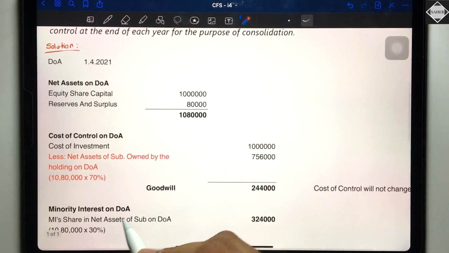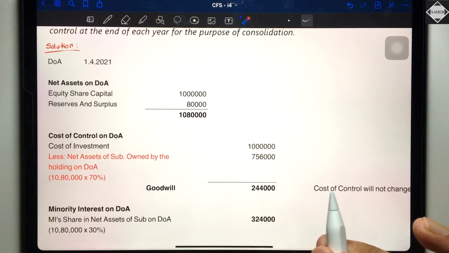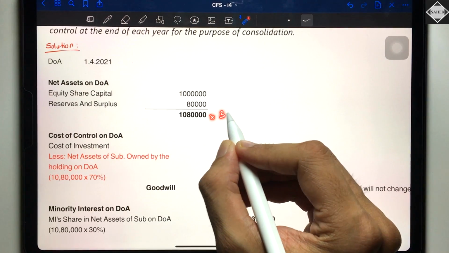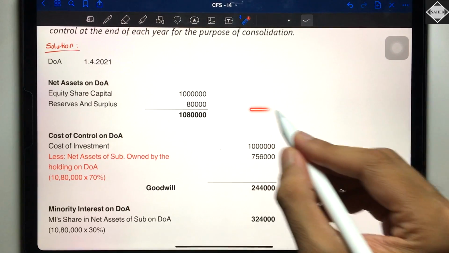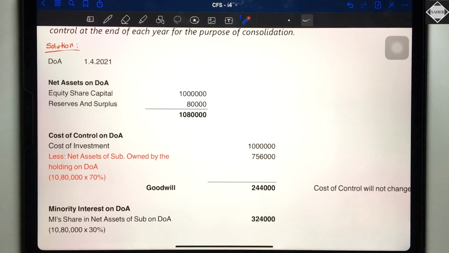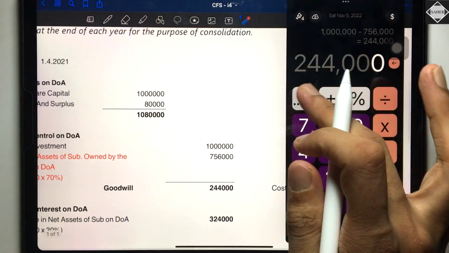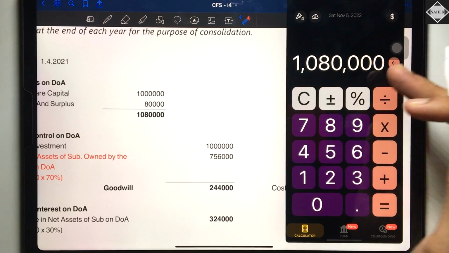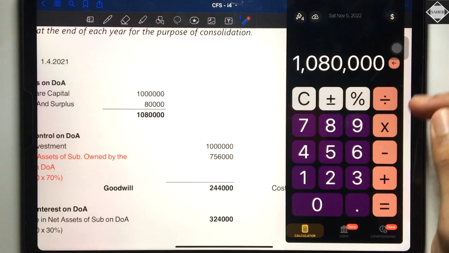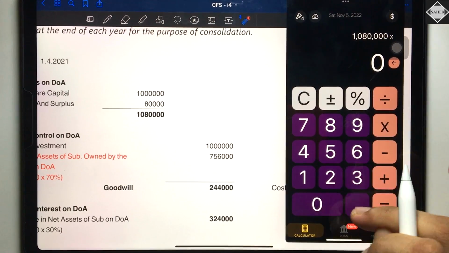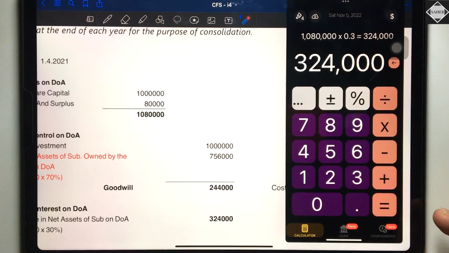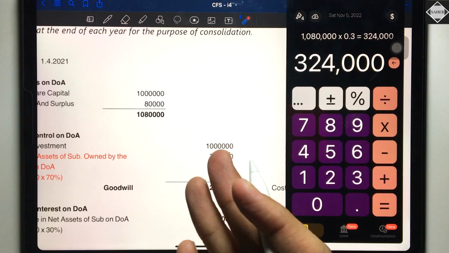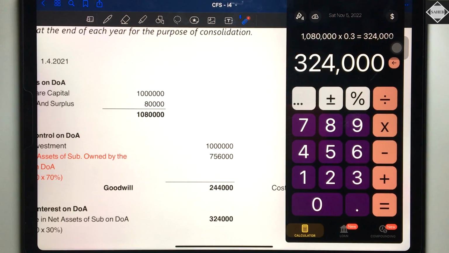And then minority interest. How do you calculate minority interest on the date of acquisition? It's really simple. Just take 30% of this. You will get 3,24,000. See, 10,80,000 is the pre-acquisition net assets on the date of acquisition of the subsidiary company. Of this, you just have to take 30%. So that's equal to 3,24,000. We are calculating on the date of acquisition now, that's why we are not considering the post movements and all.